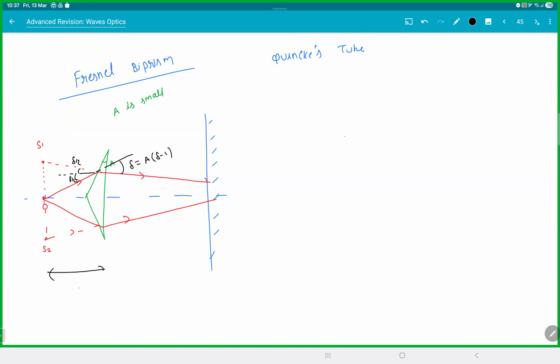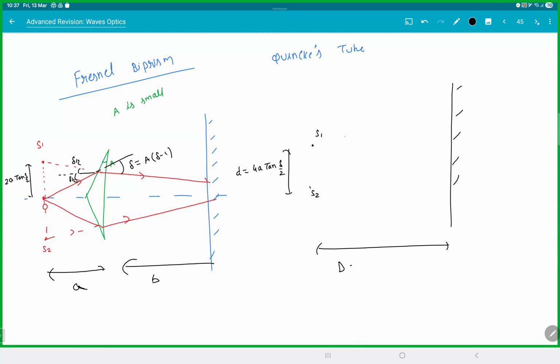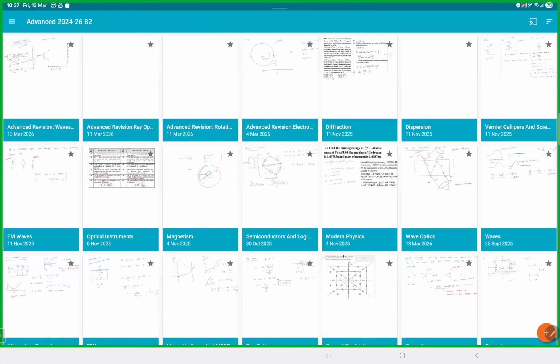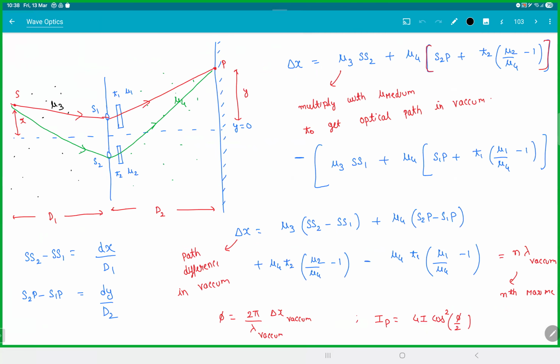This distance you know is a, and this distance you know is b. So this distance will turn out to be 2a tan(delta/2). So the final thing becomes S1S2, the distance between them is small d, which is 4a tan(delta/2). This is the screen. This is your capital D, which is a plus b. Then you can find the fringe width. This is your Fresnel biprism experiment. You will get questions on this, maybe a variation of this, but this is one and Quincke's tube is one. Again, we have done this also in the notes. You should definitely check out these things.